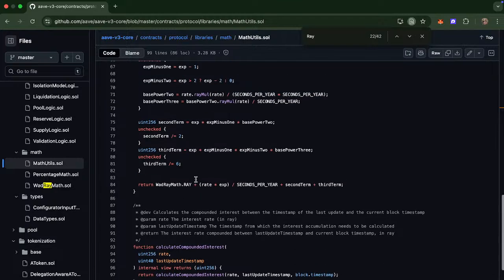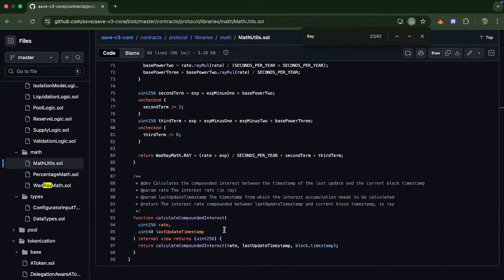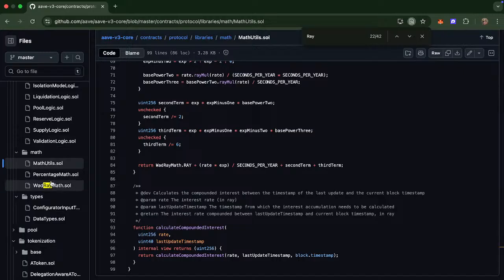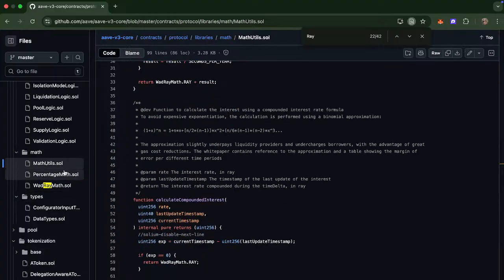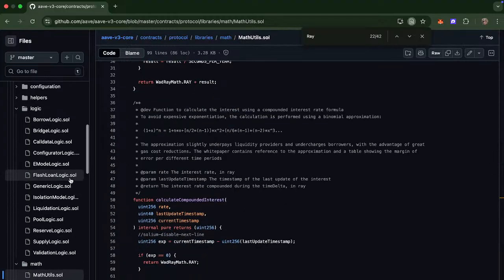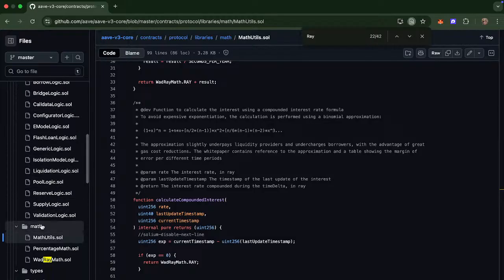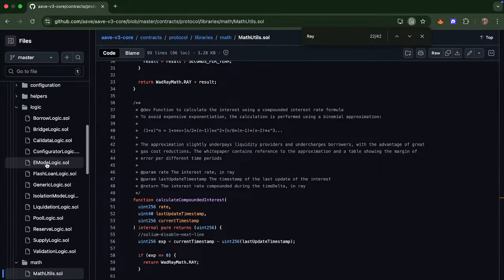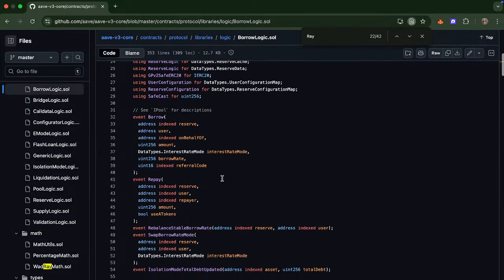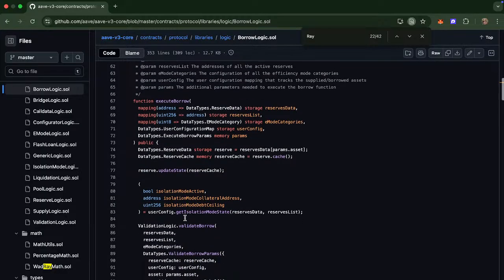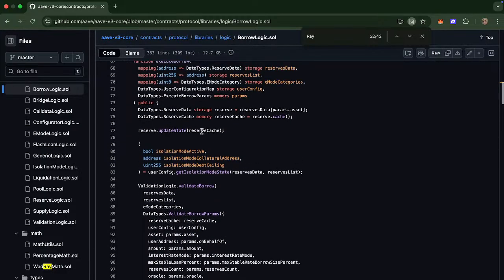This is the first term. This is linear interest, this is compound interest. And how are we applying it? Execute supply, reserve, pool, liquidation, isolation, general, call data, bridge, borrow logic. Library, function, execute borrow. So reserve update, reserve dot update state.